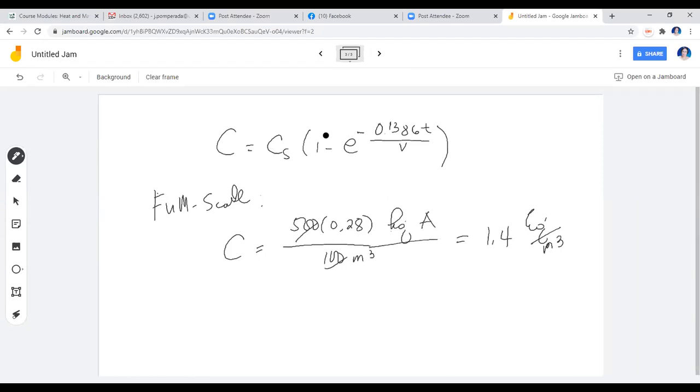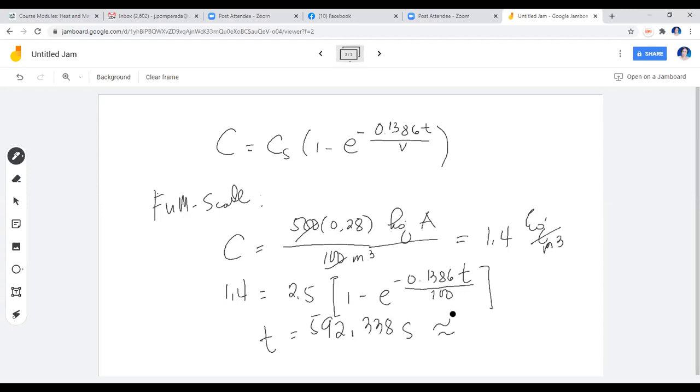Now you can go back here and determine the time. So you'll have 1.4 being equal to 2.5 times 1 minus e raised to negative 0.1386 times the time, which we don't know, divided by 100 because our volume is 100. So you will have a time value here of 1.4 divided by 2.5, subtract 1 from that, we take the ln, we multiply by 100 and we divide by 0.1386. That should be, for the time, 592.338 seconds.